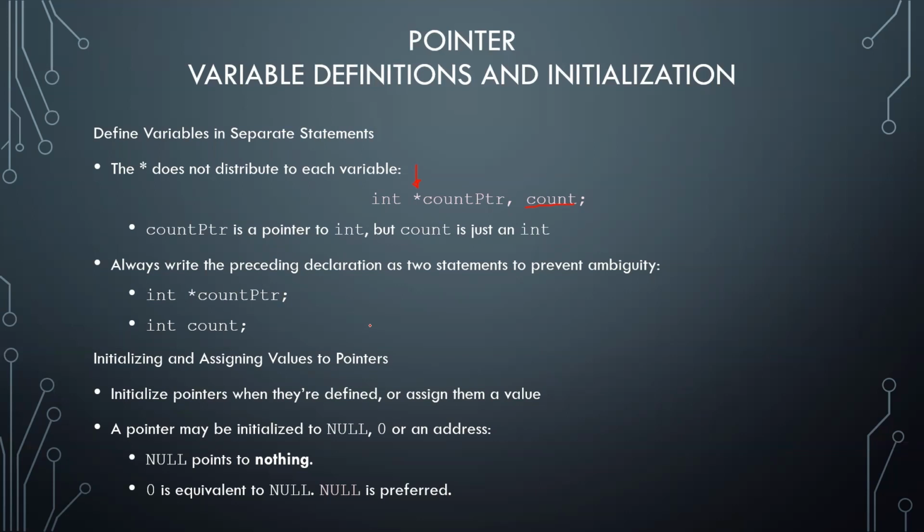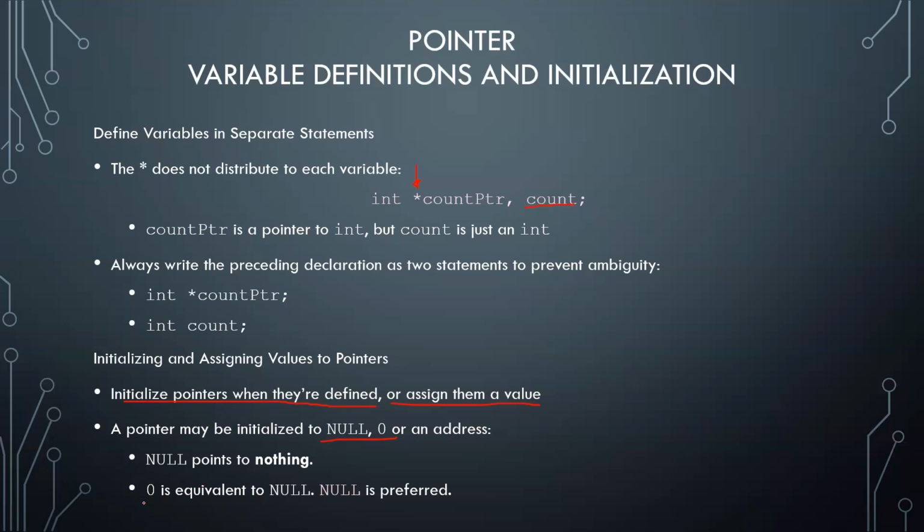The next thing we have to do is initialize it, which means we have to give it an initial value. Now, initialize pointers when they're defined, or we can assign them a value. This is very similar to what we did with the variables. Now we can also assign it to null. Null is nothing, okay? So a nothing address is going to point to a nothing memory location.